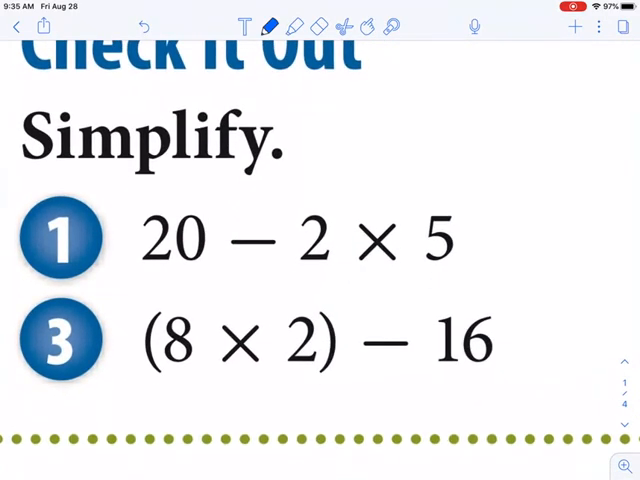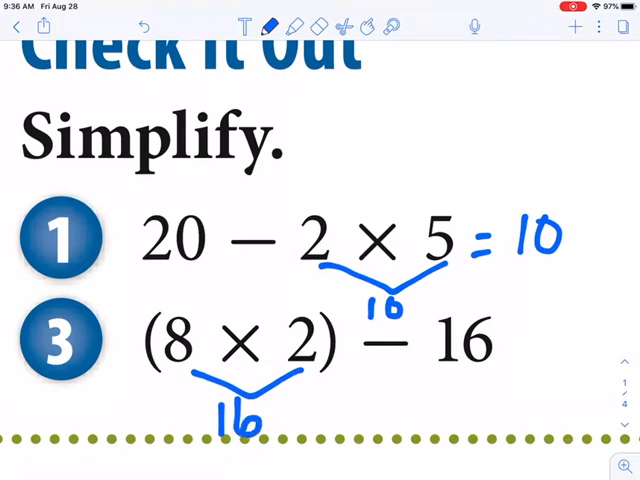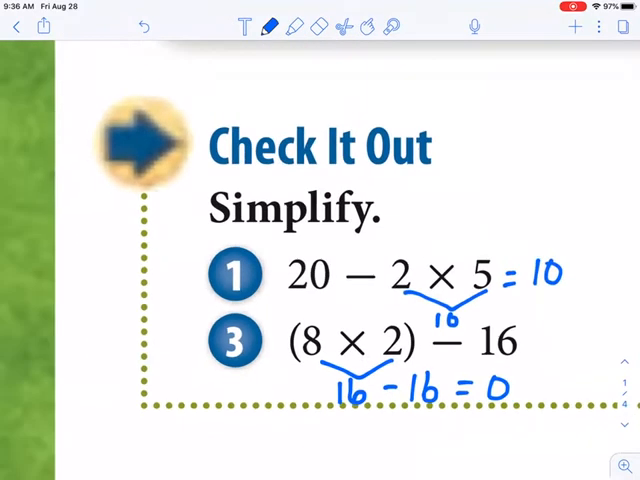So in number 1, you have subtraction and you have multiplication. So according to your chart, you would do multiplication first. That gives you 10. And then you have 20 minus 10, which is 10. Now in number 3, they're flip-flopped. Okay, and you have parentheses. So we're going to do what's in parentheses first. And you should get 0.